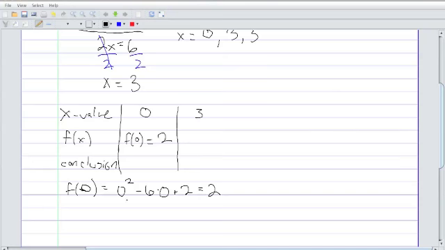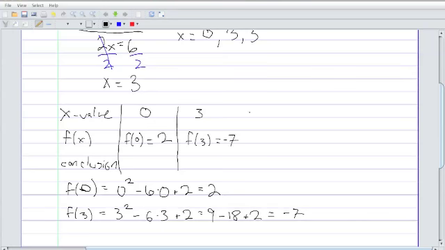When x is 3, our f of 3 is going to be 3 squared minus 6 times 3 plus 2, which is 9 minus 18 plus 2, which is negative 9 plus 2, which is negative 7. So f of 3 is negative 7.